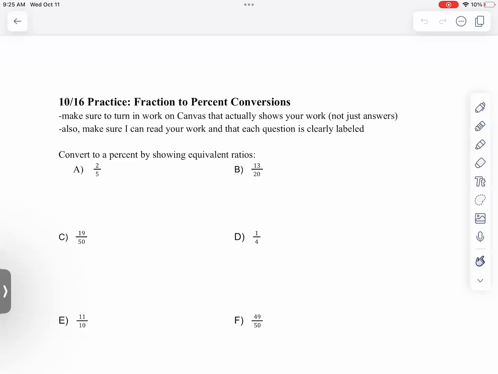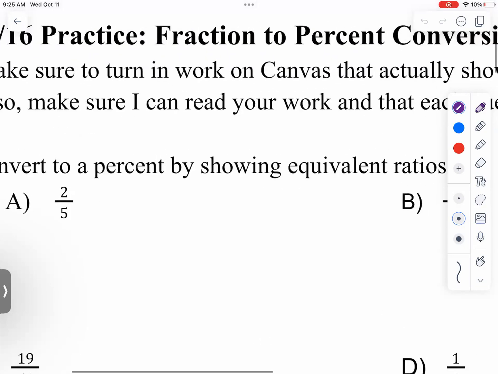We're going to go over our 10/16 practice, so Monday. Make sure you turn in this work on Canvas that actually shows your work, not just the answers. Please also make sure that you've got your work numbered and clear, like with the letter A, then the work, and then the answer is clear. It's not fair to me to have to hunt for your work all the time.